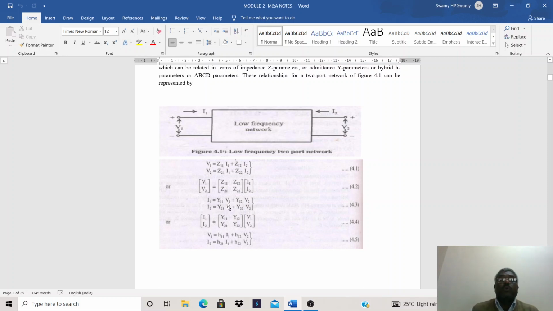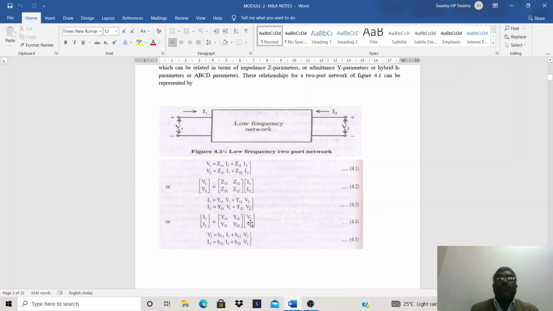So I1 is equal to V1 by Z1, and 1 over Z is represented as an admittance, that is Y. So I1 is equal to Y11 into V1 plus Y12 into V2. Similarly, I2 is equal to Y21 V1 plus Y22 V2. So if you take I1 and I2 is equal to the matrix Y11, Y12, Y21, Y22 times V1 and V2.